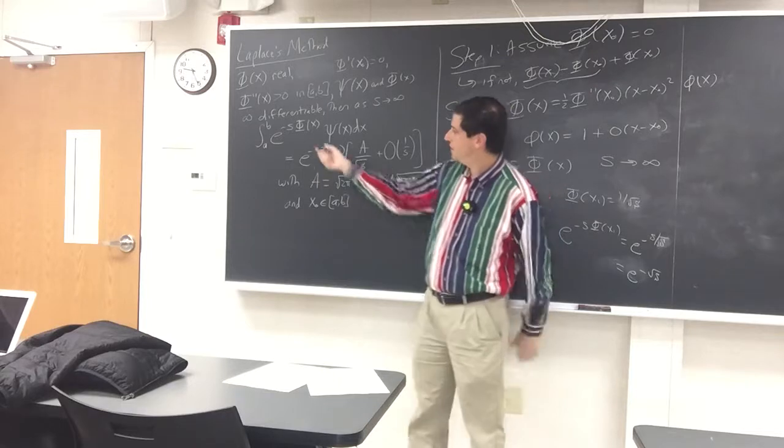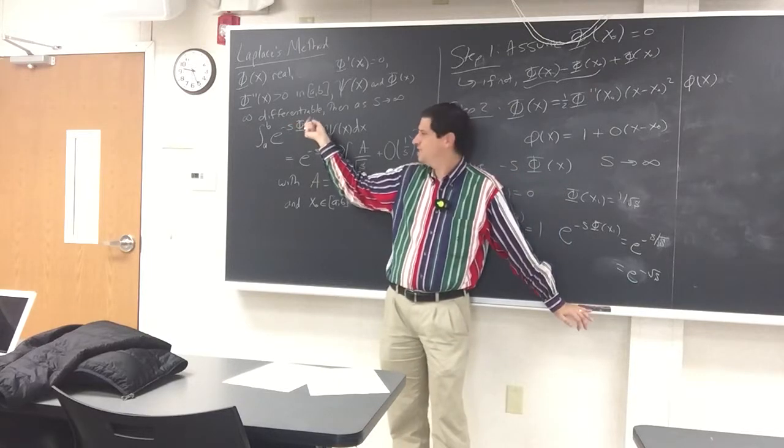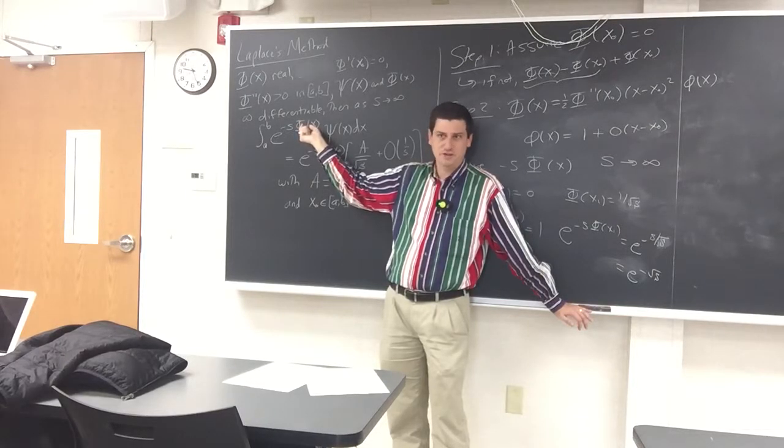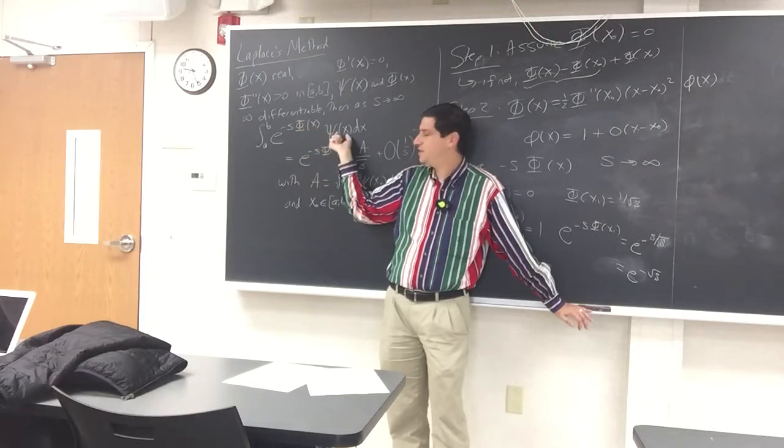And then the hope is, well, if s is really large, if phi is nice, for x to move so that this is changing by like 1 over square root of s, x can't move that much. If x can't move that much, what's happening to phi?